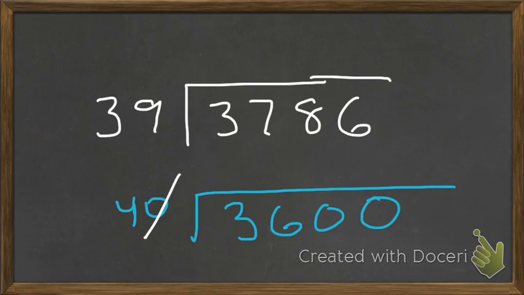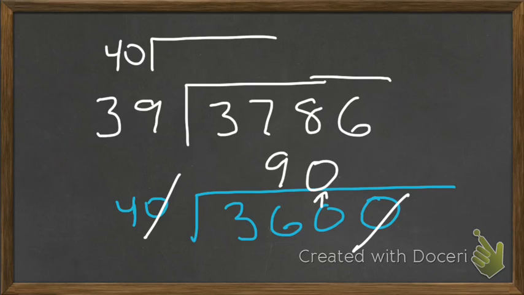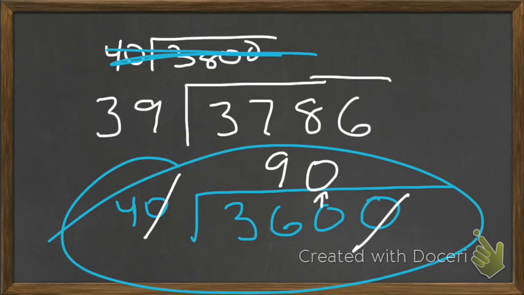Cross out the 0. 4 into 36 goes 9. And then we have a 0 left over, so the answer would be 90. Had you made this 40 into 3,800, you would have had remainders and had to add zeros, and we don't want to do that. We want to just cross out the zeros, like we did down here, and make it easy for you guys.